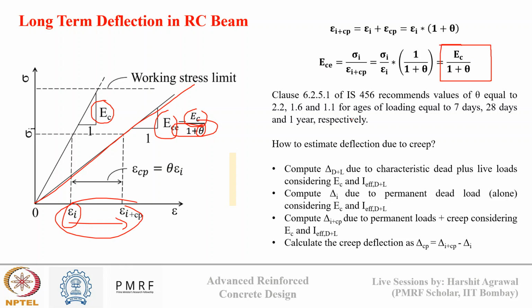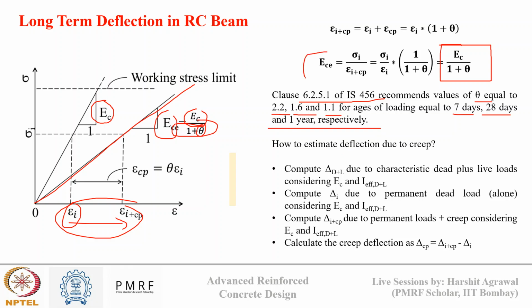Now, how to get the value of theta? As per clause 6.2.5.1 of IS 456, this value of theta depends upon the age of concrete under loading. We can take theta as 2.2 for age of loading equal to 7 days, 1.6 for age of loading of 28 days, and 1.1 for an age of loading of 1 year. Okay. Now, how to estimate deflection due to creep?